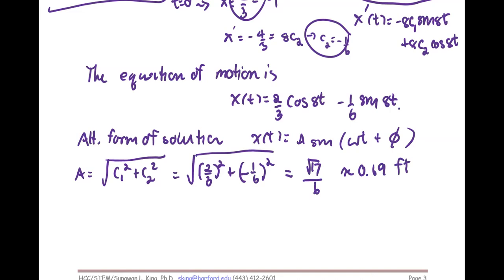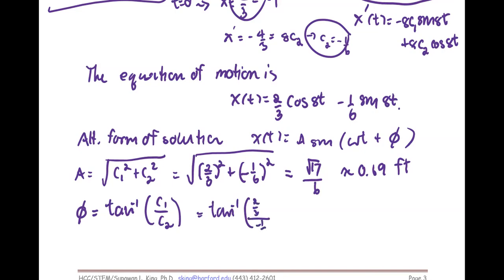Okay, and the angle phi is the inverse tangent of the value c1 over c2. It has to be in this pattern. So c1 is the coefficient of the cosine, c2 is the coefficient of the sine. As you notice, this is the same pattern as when you worked on chapter 4 with the homogeneous solution, cosine first and then sine later. Okay, so phi is the inverse tangent of 2 over 3 divided by negative 1 over 6.